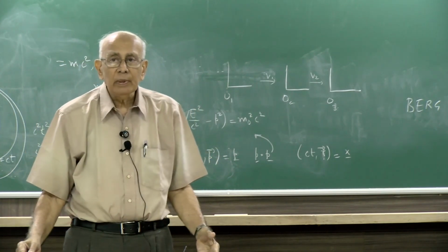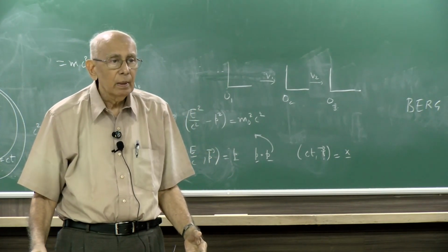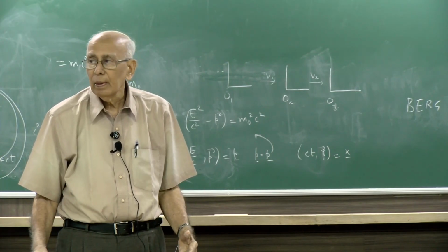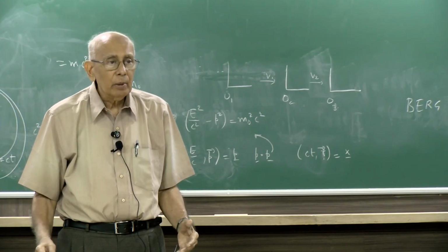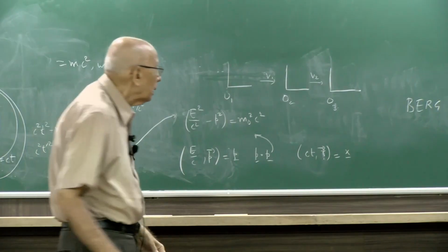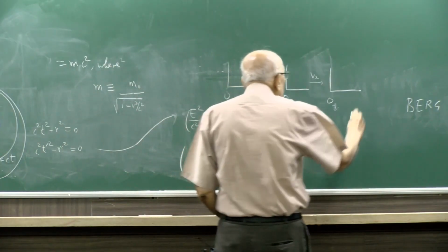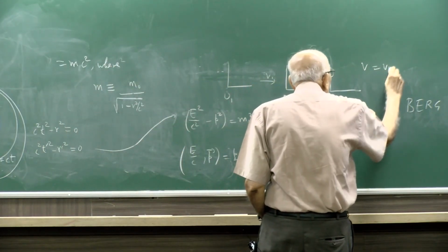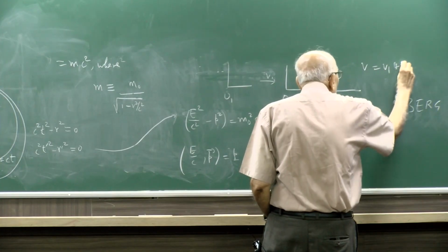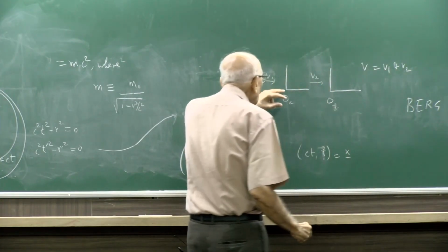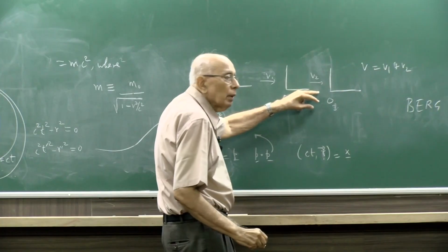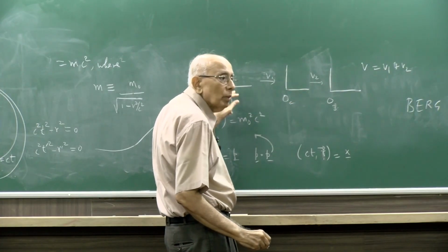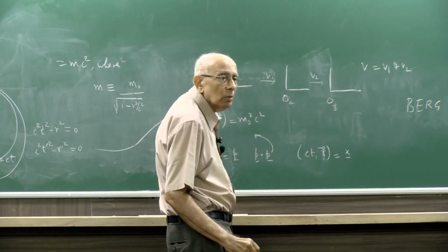In normal, non-relativistic physics, it's v1 plus v2. This guy is already moving at speed v1 and this fellow is moving at speed v2 with respect to him, so with respect to me he is moving at speed v1 plus v2. Right?